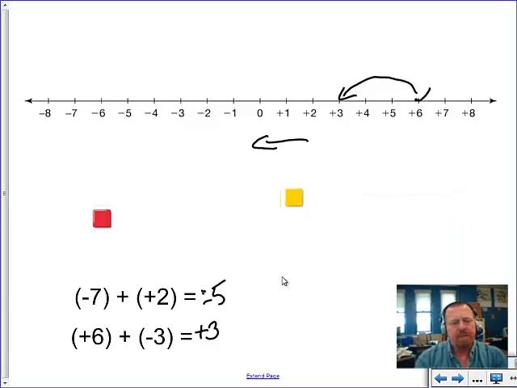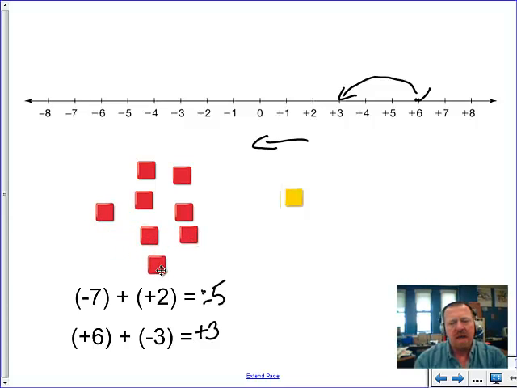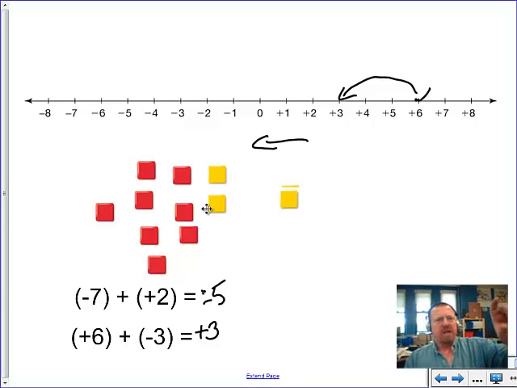Now again, we're adding. So I've got negative 7. 1, 2, 3, 4, 5, 6, and 7. And I've got positive 2. 1 and 2. Well, just like we did on the other one when we were looking at 3 negative tiles and 4 positive tiles, they cancel each other out.